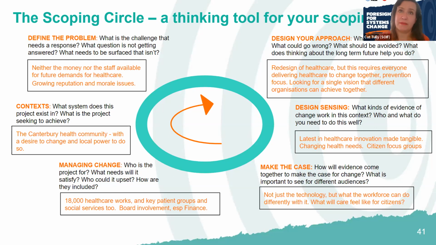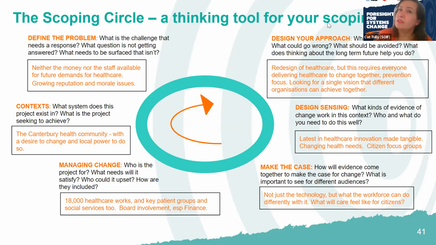So the Canterbury health community and the community of citizens was the context, the system, and they had a real desire to change and local power to do so. They defined the problem as the fact that neither the money nor the staff is available for future demands of healthcare. And in addition, there were some growing reputation and morale issues in the health board that actually ended up leading the process. And the health system was really quite fragmented. So is there a way potentially of bringing people together? And this was then the approach.